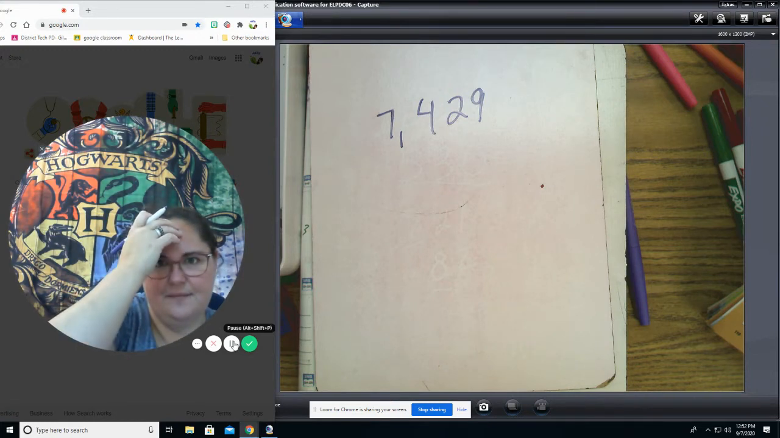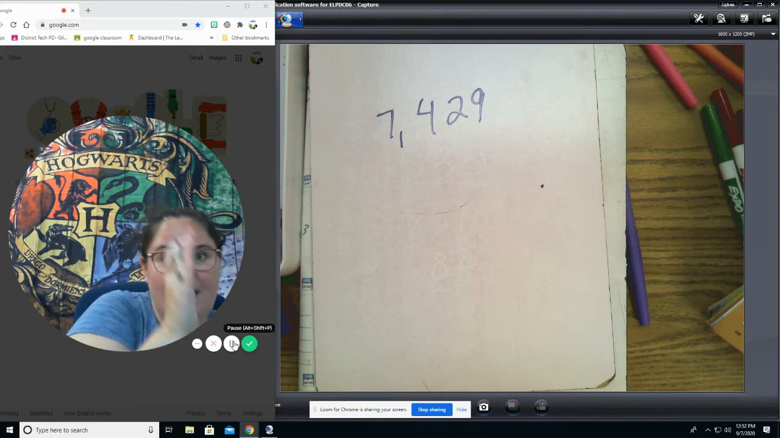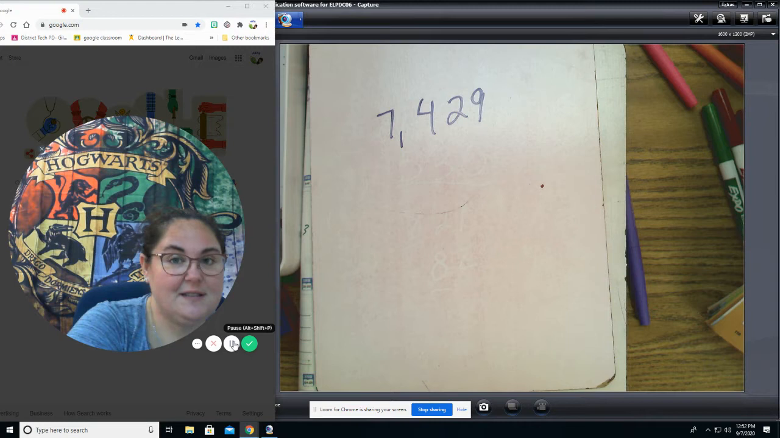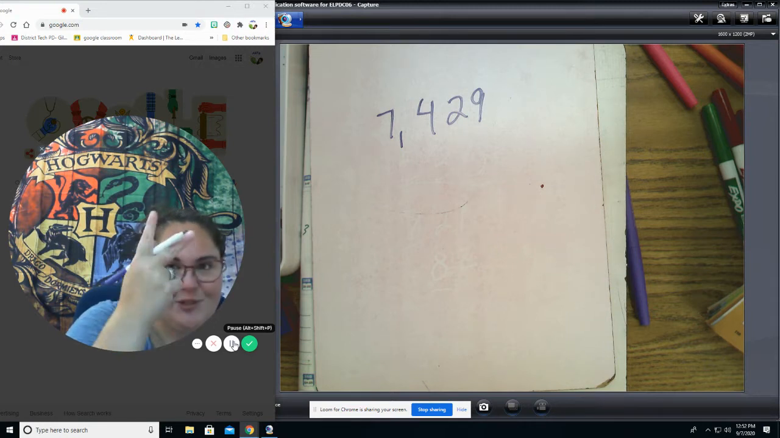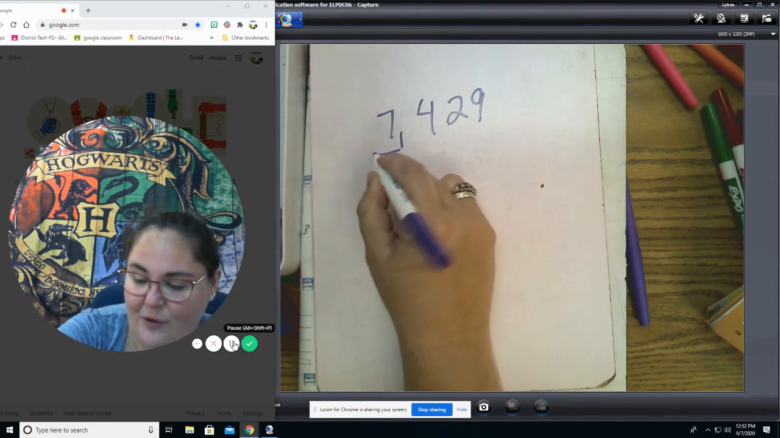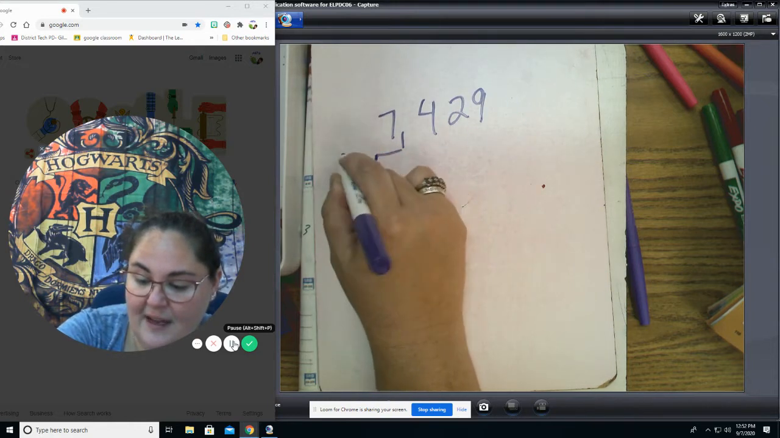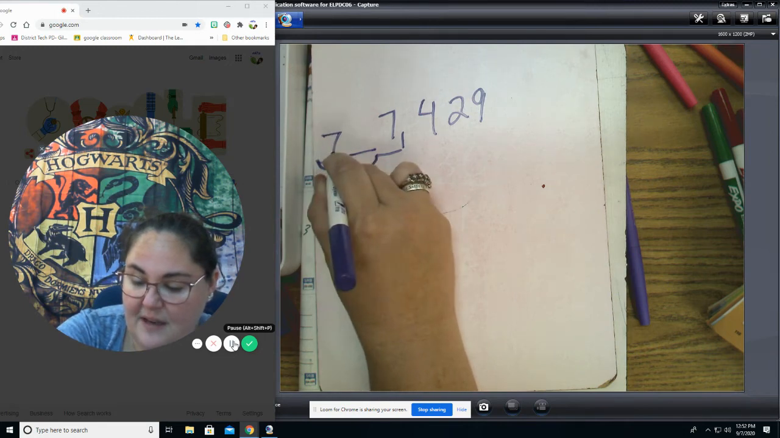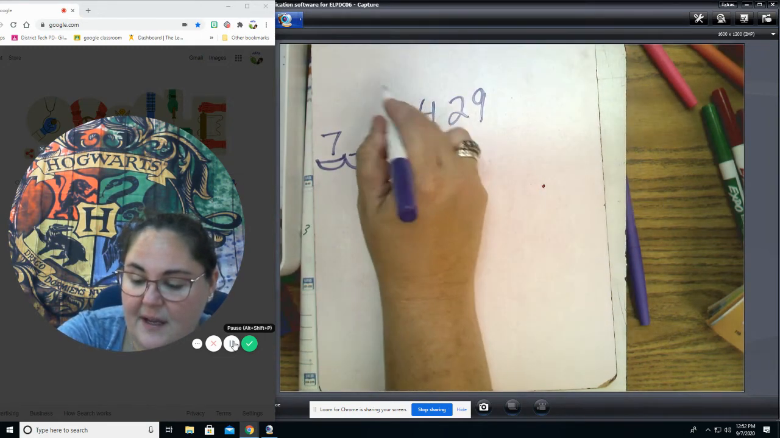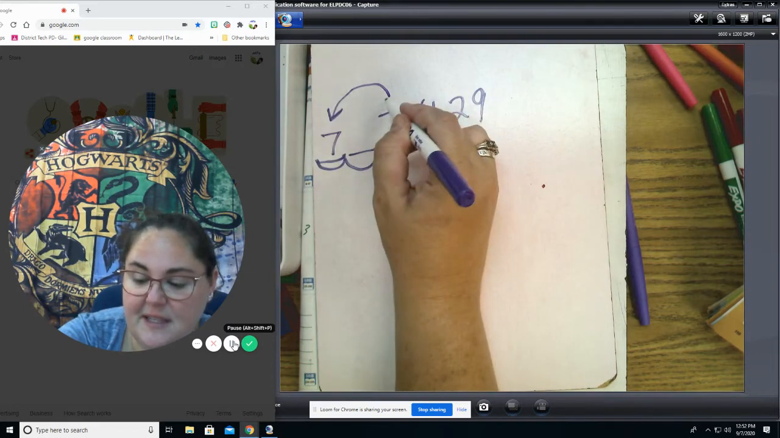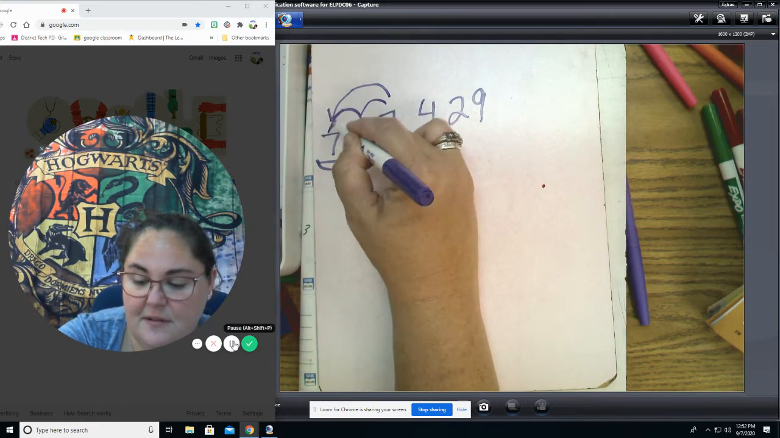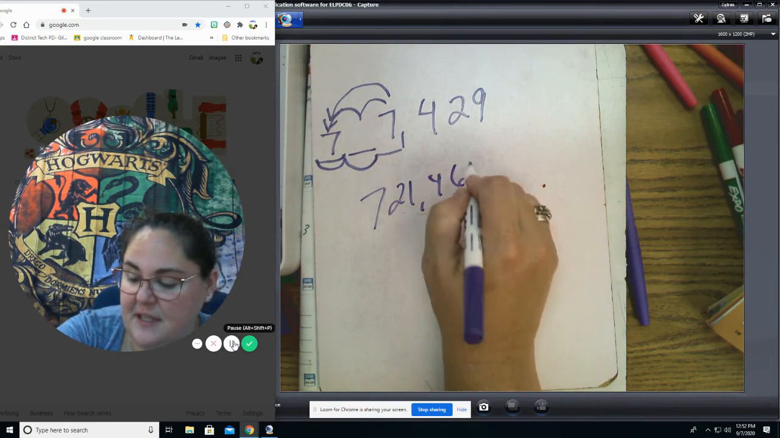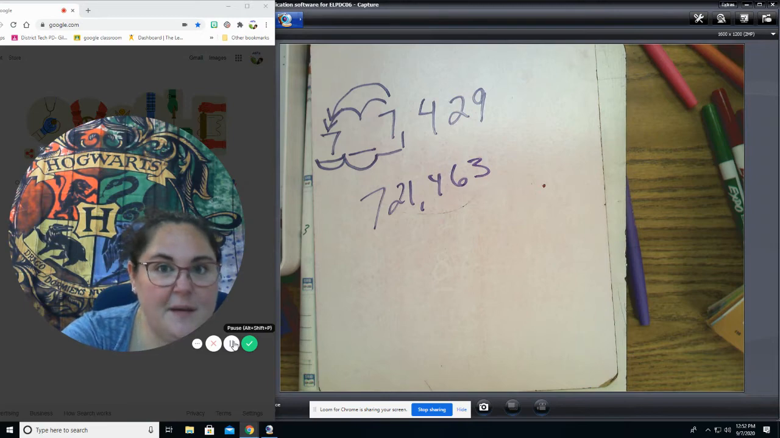So think about that. 10 times as much is one spot. 100 times as much is two spots. So 7 would go from the thousands column. It would go not here, but it would go here. My 7 would move here. Okay, so 100 times as much means I go 2 spaces because that's 10 and that's 100. So 721,463. That is 100 times as much.